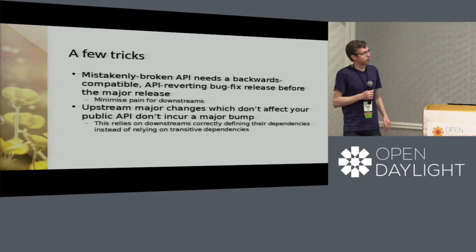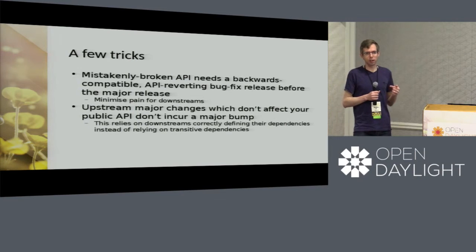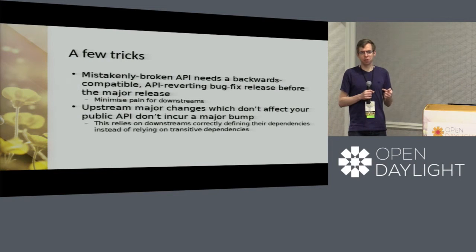Couple of tricks, and then I'll move on to the discussion points. So if you make a mistake and break your API without having bumped the major version, some projects just leave it like that and quickly release a new version with the bumped major. That's wrong, because you've just broken all your downstreams and not fixed them.